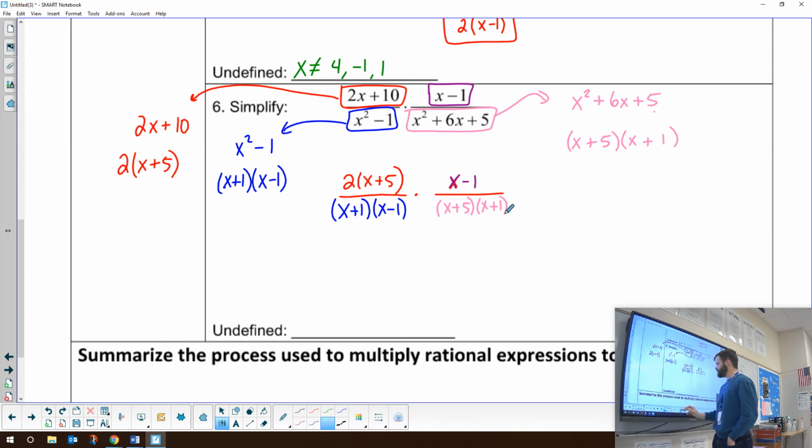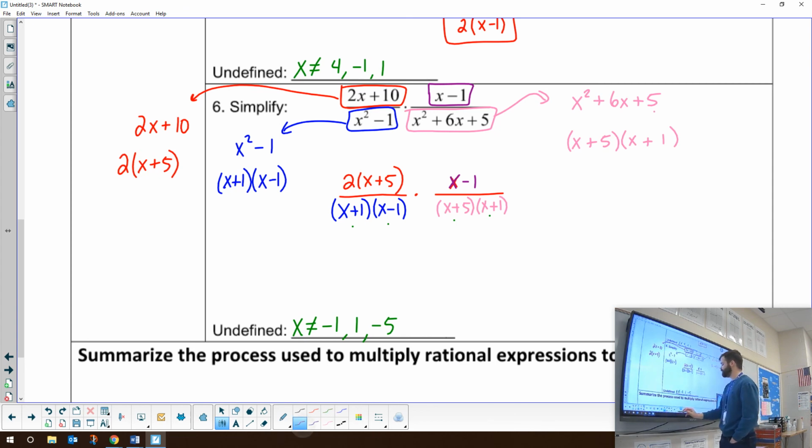Now we're just going to cancel everything that we can. Well, sorry, like I said, I always forget about undefined. So my undefineds are x plus 1, x minus 1. So we're going to say undefineds, x can't equal, for this one, the opposite, -1. For this one, the opposite, +1. For this one, -5. And for this one, -1. But we already have that written, so we don't have to write it twice.